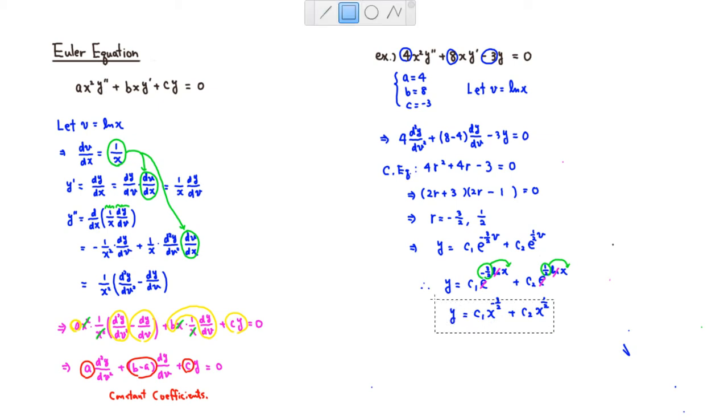All right, so the key is to use the substitution to turn the equation into an equation with constant coefficients. Then we're going to use the characteristic equation to find the solution, but this is in terms of v. Then we can put the substitution back in to write the solution in terms of x. All right, that's it. I hope that this was clear.